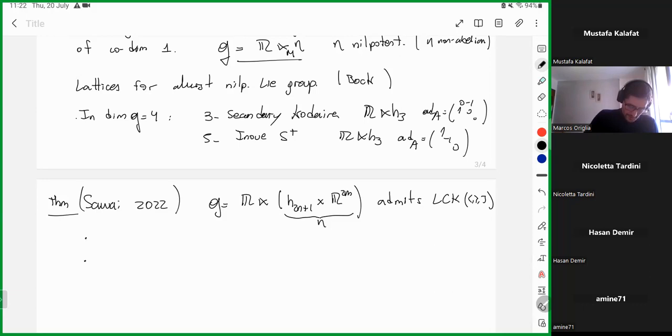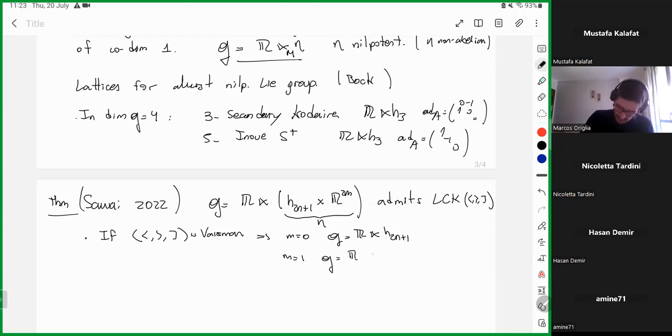And there are two possibilities. If, in addition, the structure is Vaisman, so the Lie algebra is with m equal to 0 or 1. So it means that there are two possibilities. G is either R acting on the Heisenberg with m equal to 0, which means just an extension of the Heisenberg. And the other possibility, m equal to 1, and in this case we have R acting on Heisenberg times R2. That's the only two possibilities for Vaisman structures.